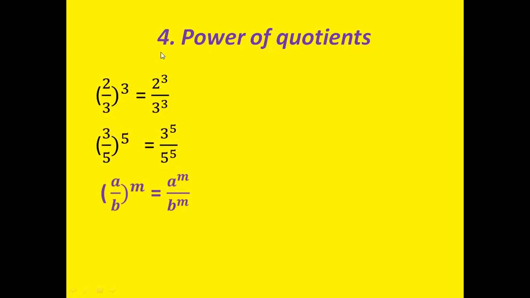Now there is next one, power of quotient. I repeat, power of quotient. According to this one, look here, 2 by 3 has power 3. Then when we remove the bracket, it will be the power of 2 also, and it will be the power of 3 also. Then similarly, look at next example, 3 by 5 to the power 5, then it is 3 power 5 and 5 to the power 5. According to this, a by b to the whole power m means a to the power m divided by b to the power m.